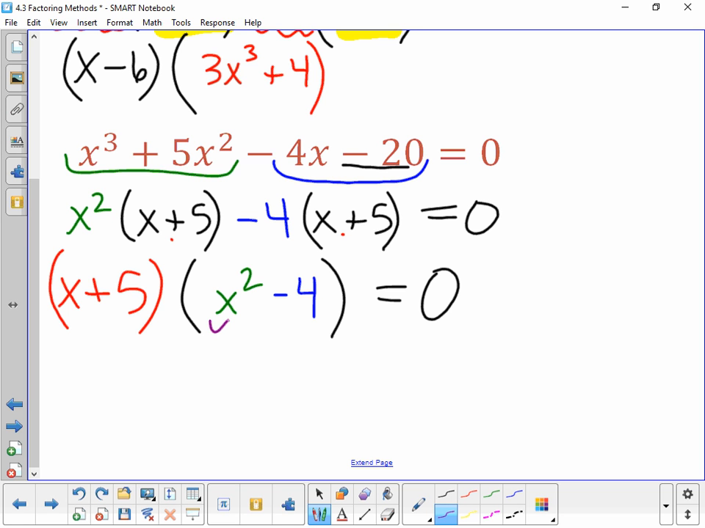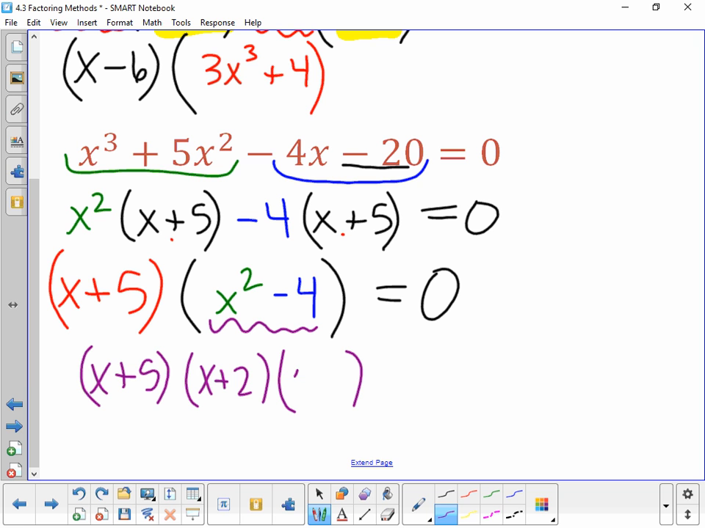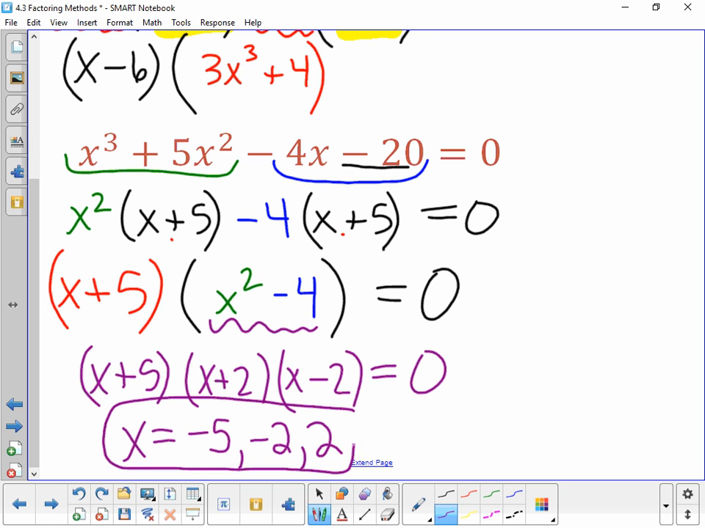x squared minus 4 is a perfect square. Difference of squares. I can factor it a little bit more. It factors as x plus 2 and x minus 2. So our three solutions are negative 5, negative 2, and positive 2. Pretty good. We were going to have three solutions. We found them all.